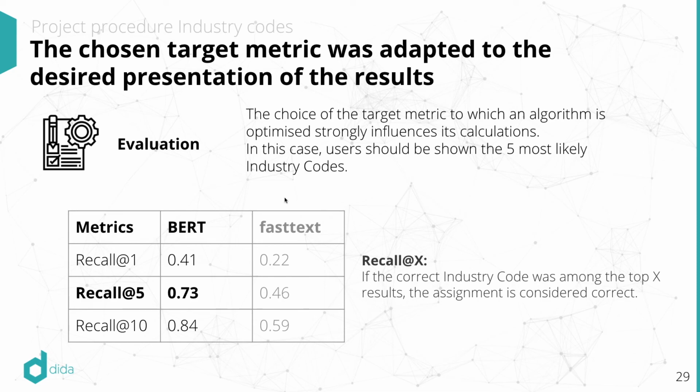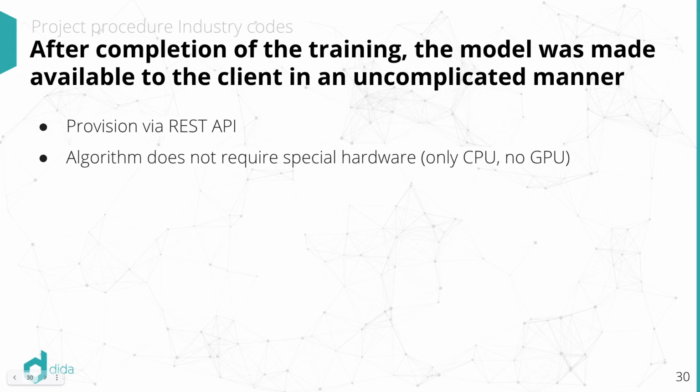in order to interpret users' business descriptions correctly. So now that we have a readily trained algorithm with sufficient performance, we wanted to provide it to a client in an uncomplicated manner. The way we did it was to provide a REST API for the client, and we also designed the algorithm in a way that does not require special hardware. So we only need CPU but no GPU computations, which makes it way cheaper to actually have it in production.